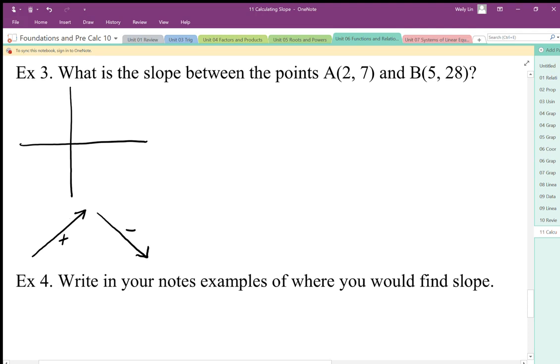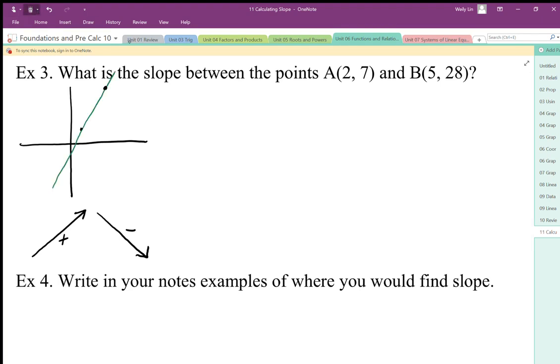So if we draw in the coordinates (2, 7) and (5, 28), somewhere around there, if we just sketch in the coordinates, we get an idea of the direction of the slope. So in this case, it looks like the slope is positive.